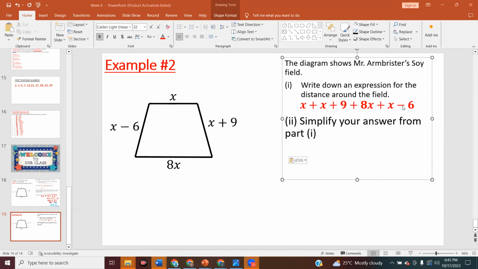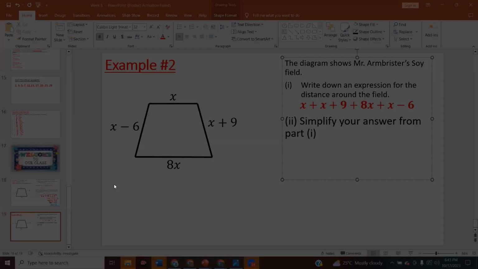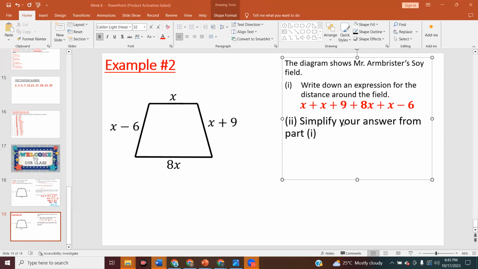So simplify this expression. Basically, we're combining all of the x's together, and then we're combining all of the numbers together. That's what we mean when we say simplify it. So combine all of the x's and then combine all of the numbers. Write a simplified expression for this, and put your answer inside the chat, please, once you've simplified it.